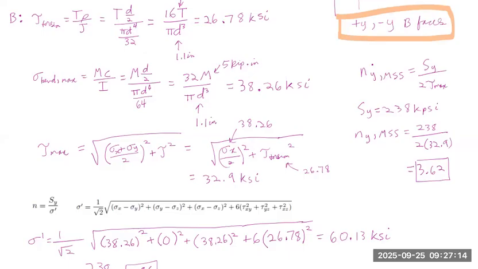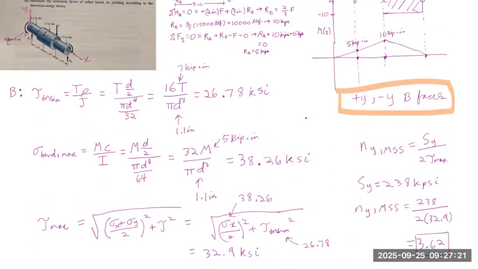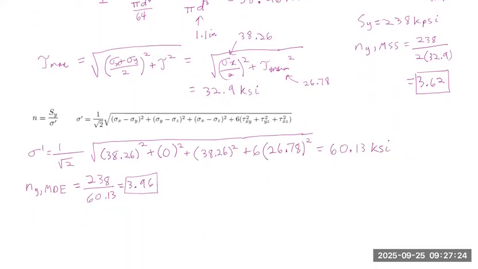We have now calculated the factors of safety for the plus y and negative y faces, and these are the faces located here. However, for part B we now have to consider the negative z face, which is from this direction, which is this right face over here.